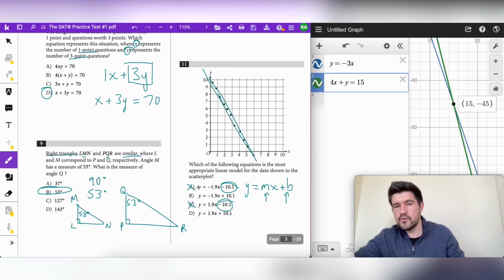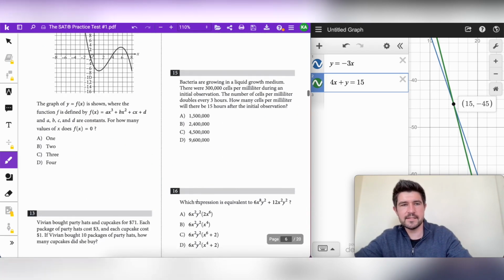That's simple. So who cares where the 1.9 comes from? It doesn't matter. The answer has to be B because it has a negative slope and a positive y-intercept. Pick it and move on. What about the next one?